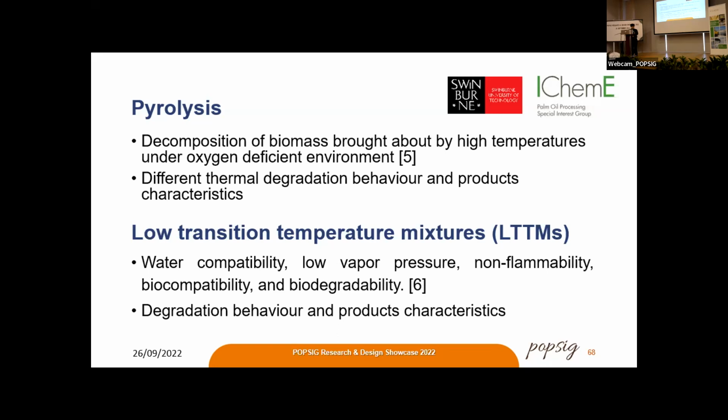Every type of biomass has its own different thermal degradation behavior and product characteristics. Therefore, it is important to find out the thermal degradation behavior of the extracted lignin of EFB. Now, how do we extract the lignin? Normally there are three types of extraction method, which are ionic liquids, deep eutectic solvents, DES, and low transition temperature mixture. LTTM has an advantage as it is a greener and more affordable type of solvent.